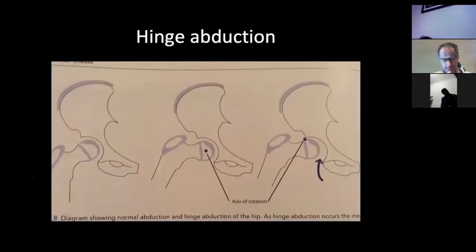So this is going to show hinge abduction. In the normal hip, this is where we are. Axial rotation. In hinge abduction, because you get enlargement of the femoral head and overgrowth of the greater trochanter, you're going to hinge here, on your abduction.